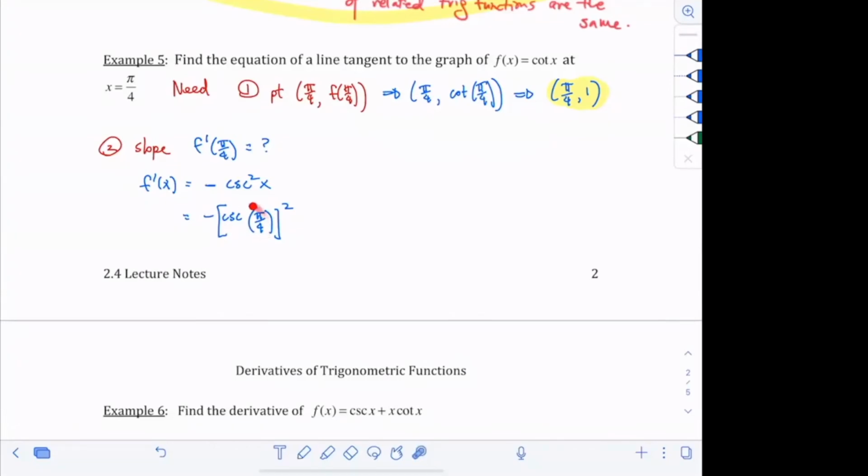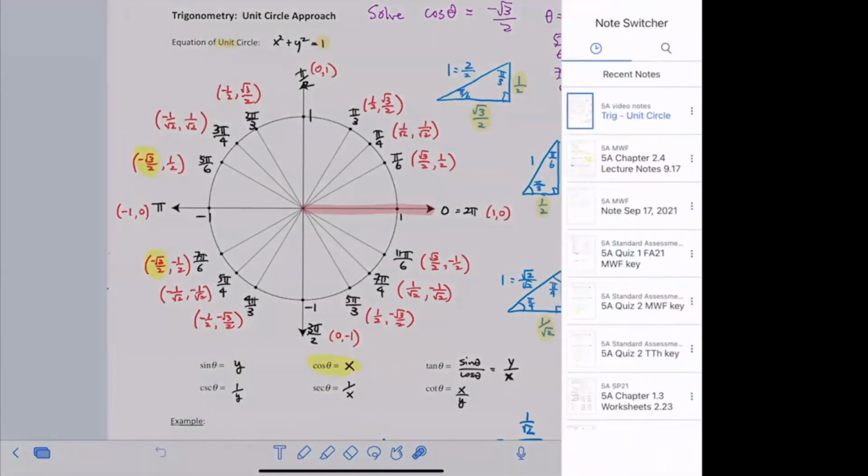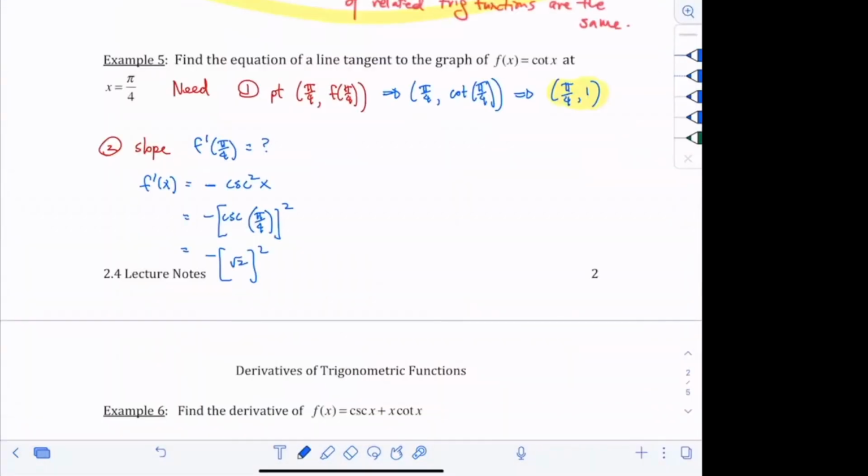So in case it's not obvious, we really need to work with what these trig functions are, evaluate the common angle. So I basically need to look at my unit circle again. So let's do that. Here I am at pi over 4. This is the angle I care about. If I look at what cosecant is, cosecant is 1 over y. So the y value is 1 over rad 2. If I look at the reciprocal of 1 over rad 2, that just flips it. So instead of 1 over rad 2, I'm going to have rad 2. So cosecant of pi over 4 is rad 2. And negative rad 2 squared is just negative 2. So that's going to be my slope.